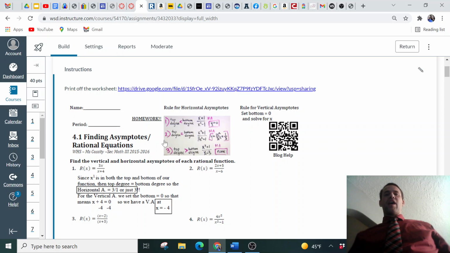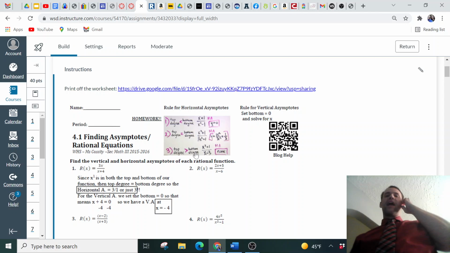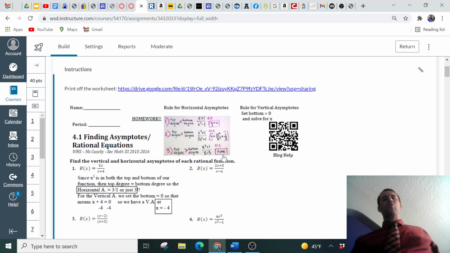Cool. And then if the powers are the same, x squared over x squared, then you look for the numbers in front. So this is a 1/3 because there's an invisible 1 in the front and then 3 in the bottom. And last, the top degree is going to be greater than the bottom degree. If that happens, then you just put none. It's slanted, it's a diagonal one, it's not horizontal at all.